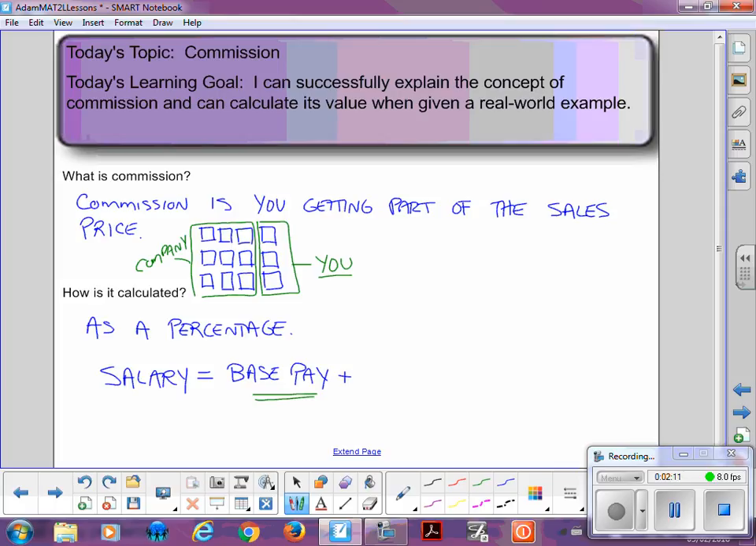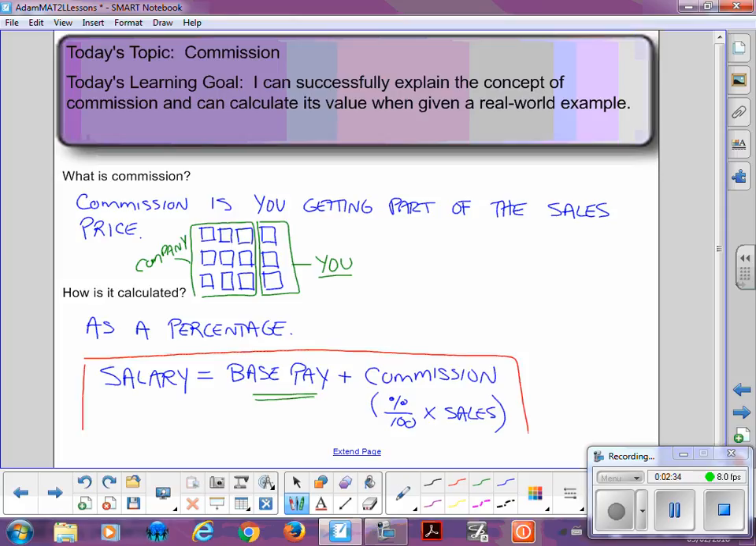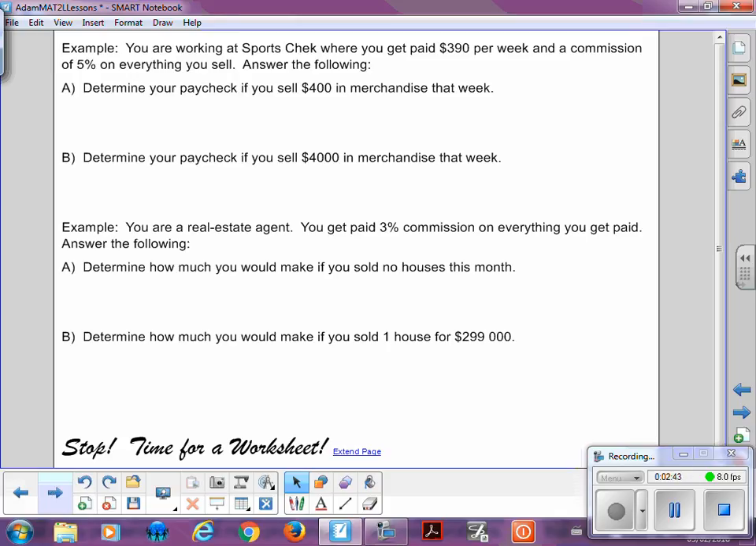Then, on top of that, you would get your commission, okay? And commission is a percentage of the sales. So it would be percent divided by 100 multiplied by your sales. So there is the formula for calculating your salary on commission. I have a couple of examples on the next page that we'll go through, and then you can try doing it on your own.